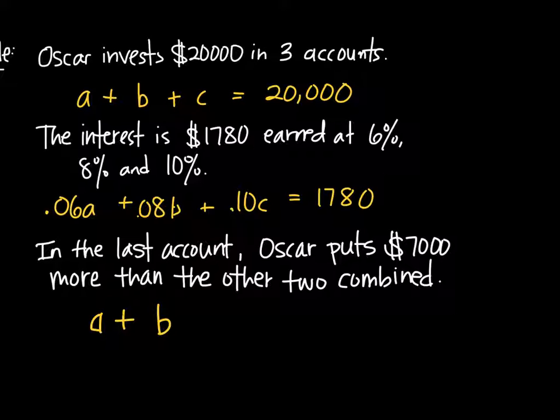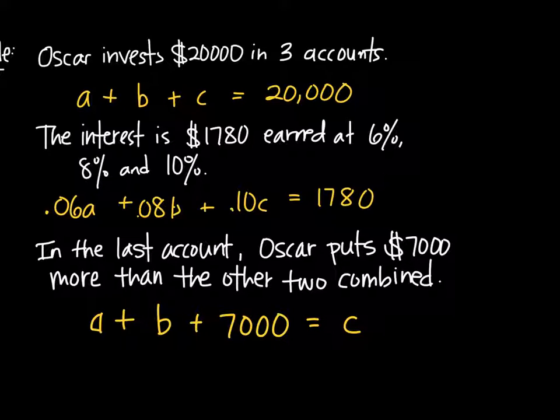Can I amend it? Yeah. Is it 7,000 plus C? Nope. Oh. Okay, is it A plus B plus 7,000 equals C? There you go. A plus B combined plus the 7,000, that's going to be equal to the C. A plus B is the combination of the first 2, and then $7,000 more than that would be equal to the last one.